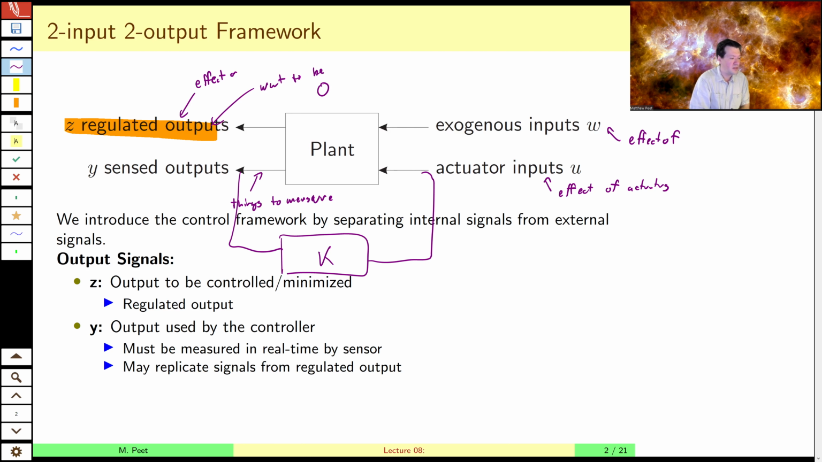Now, we may not be able to measure these things. They don't have to be measurable. They just have to be modelable, so we have to be able to find an expression for them. This is in contrast to the sensed outputs, which we may or may not want to go to 0, but the things we can generate a signal for.